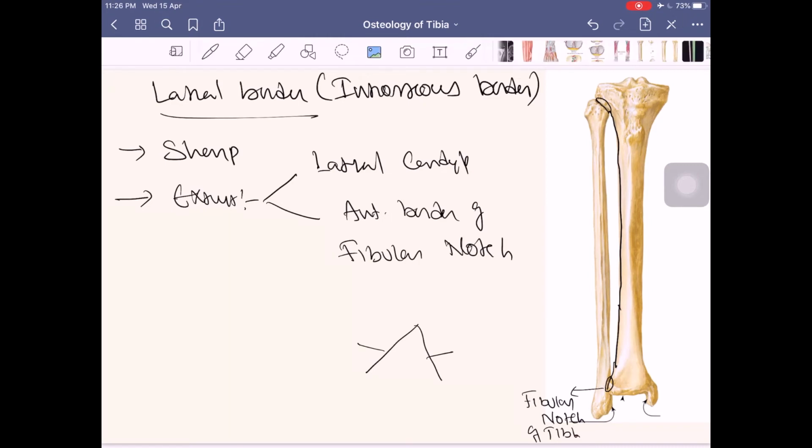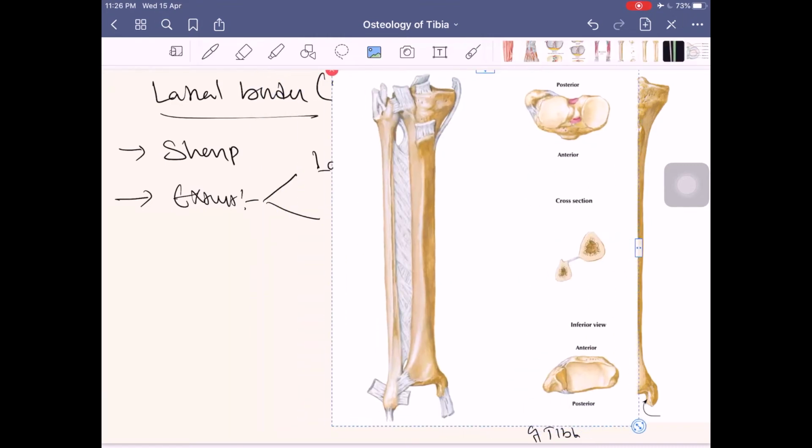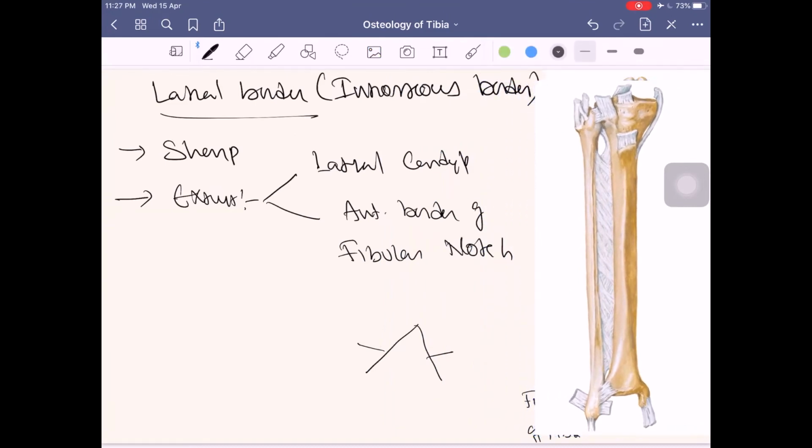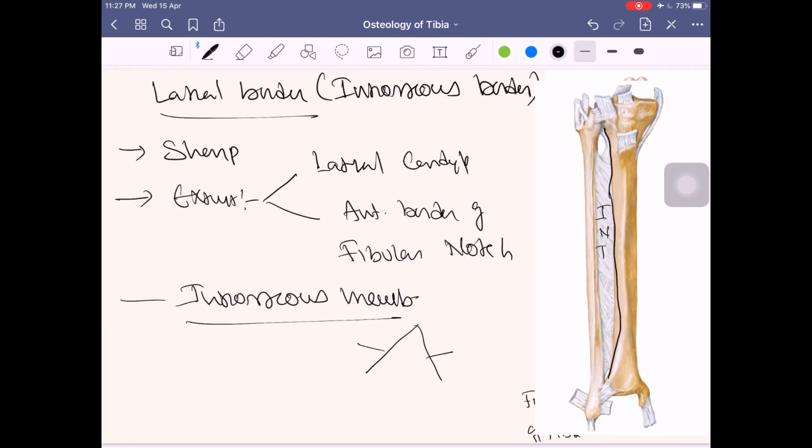Throughout its extent, this border is providing attachment to the interosseous membrane. You can see in this one, the interosseous membrane attaches to this border. This is the interosseous membrane here. Throughout its extent, it gives attachment to the interosseous membrane, which unites the tibia and fibula to form the middle tibiofibular joint.